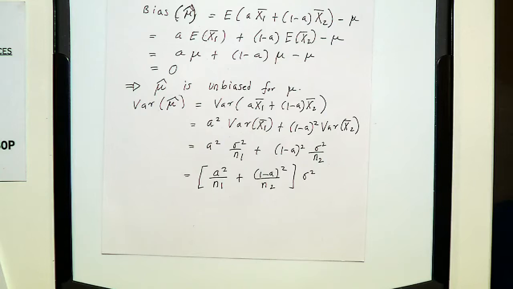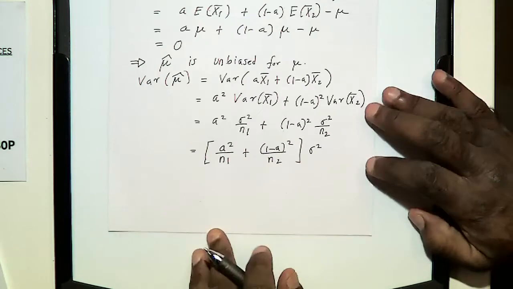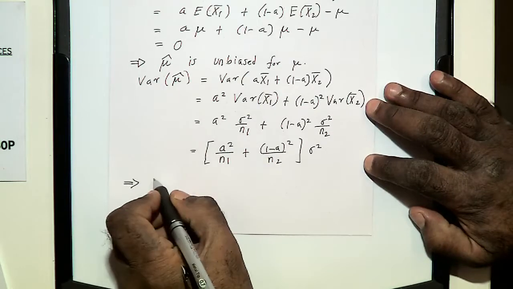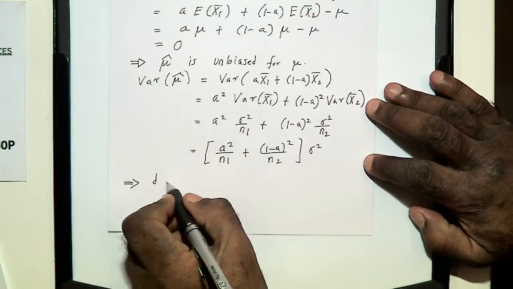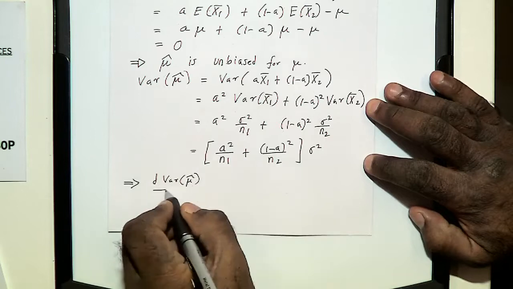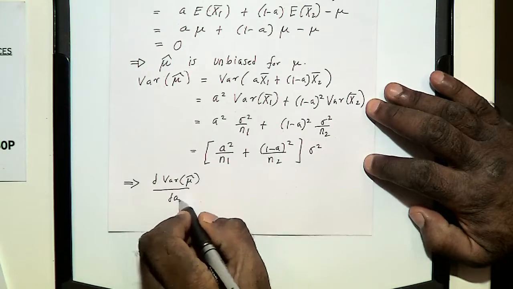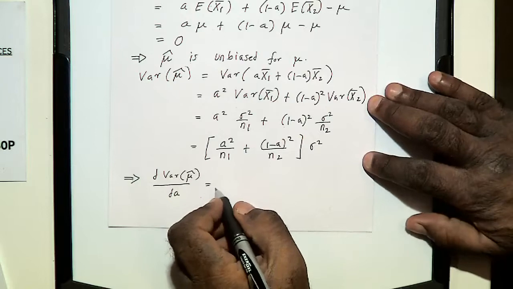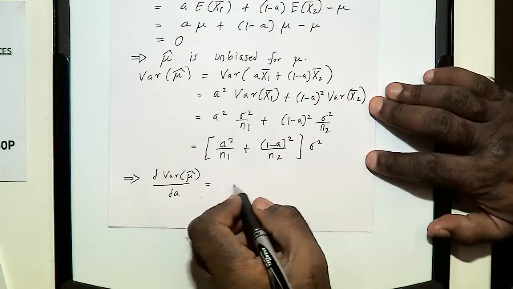Differentiate it, yeah. So you need to differentiate this function, we want to minimize it with respect to a, right? So let's differentiate the variance of mu hat with respect to a, right? I'm sure all of you know differentiation better than I do.